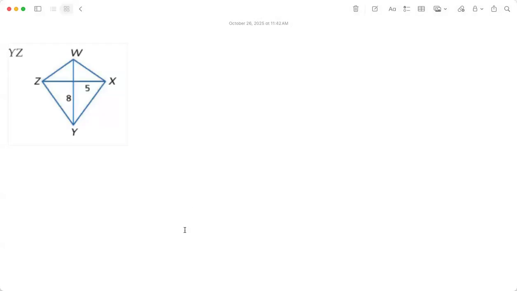How about this? Let's see a different problem. How about, you want a kite? Okay, how about this? Would you be able to find YZ? Yeah, you should be able to. Let's see, guys. Do you think you can find this?